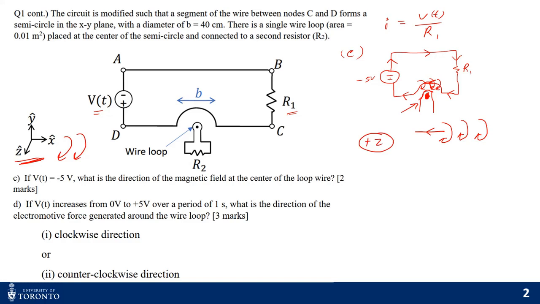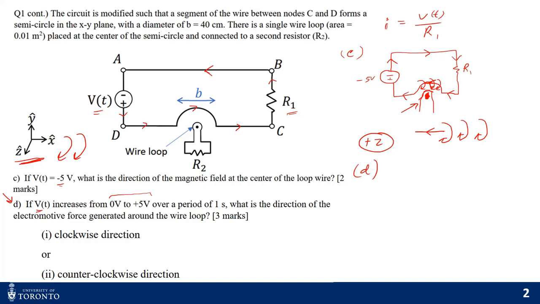All right. Now in part D, what they have asked you to find is that if Vt, which right now is not minus 5, so this is a different scenario entirely, increases from 0 to 5 volts, that means Vt is increasing positively, right? So throughout this period when your voltage is increasing from 0 to 5 volts, you will have a current flowing like this, in the anti-clockwise direction.